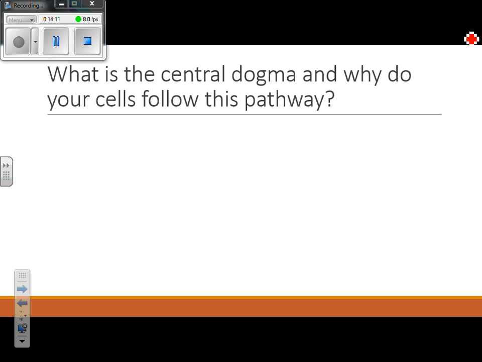All right. What is the central dogma and why do your cells follow this pathway? Well, the central dogma goes from DNA to RNA to protein. Okay? Our cells follow this pathway for a reason. So DNA to RNA is transcription, right? And if something's transcribed, remember it's kept in the same language, it's just copied down.